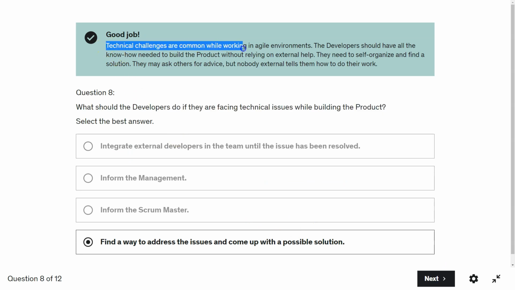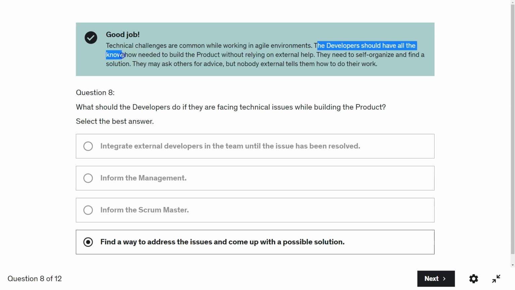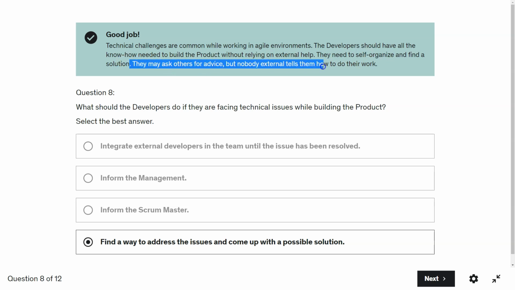Technical challenges are common while working in agile environments. The developers should have all the know-how needed to build the product without relying on external help. They need to self-organize and find a solution. They may ask others for advice, but nobody external tells them how to do their work.